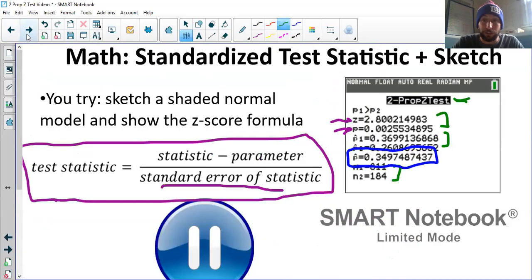So what I want you to do is pause the video, not yet because I didn't explain the directions, unpause, and try to take a minute. I want you to sketch a shaded model, which we know we can use the draw feature of the calculator to help with, but then I want you to try to show me the z-score formula, the test statistic formula, given that we have two p-hats. Remember the parameters based on our assumption and our null, and then our standard error formula we just saw. So give it a pause and do that.